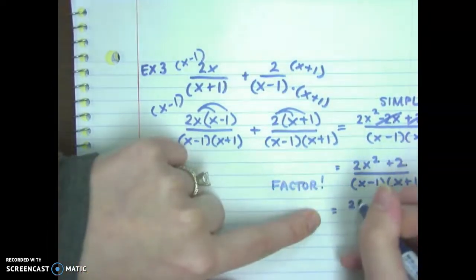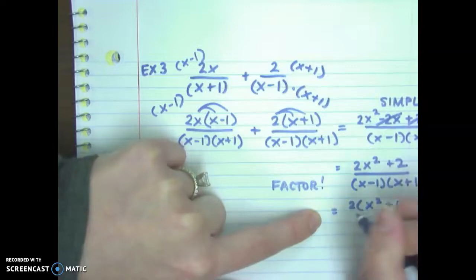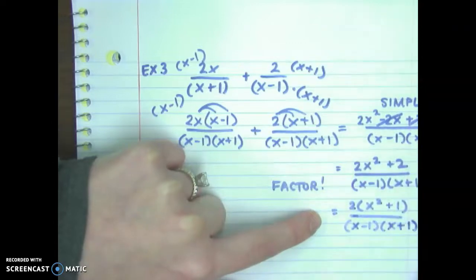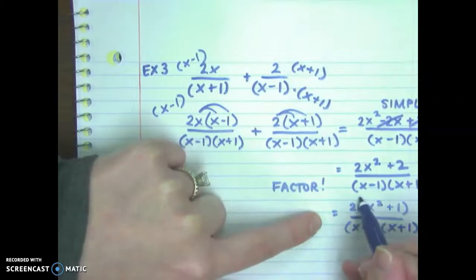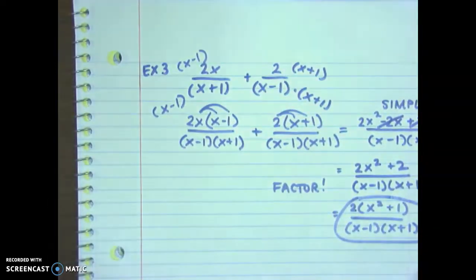The numerator can factor out a 2 first. The denominator is already factored. And then I cannot factor this any further. So that rational expression is my final answer.